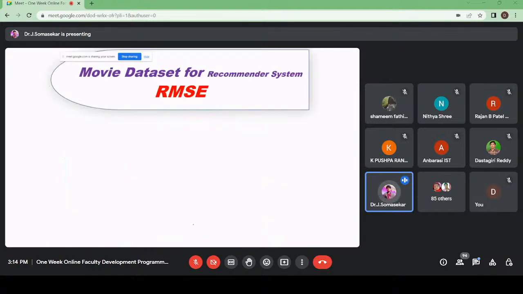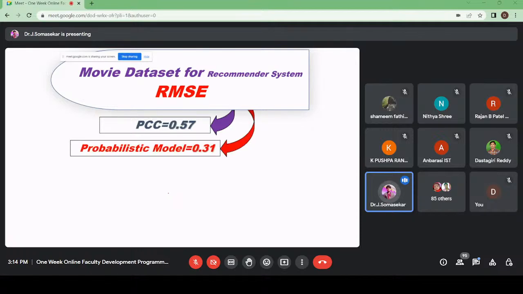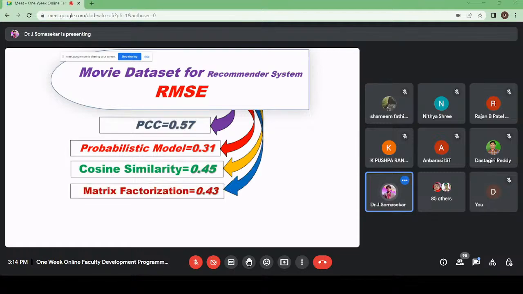Suppose you have a movie data set and I have applied various models. Which model is the best for the given movie data set? Let us assume when you apply PCC, Pearson correlation coefficient, I got an RMSE of 0.57. When you apply the probabilistic model, which I have explained briefly, not completely, I got 0.31, that means 31% RMSE value. Cosine similarity gave 0.45, and matrix factorization 0.43. Like that, by applying various models or measures, I got these RMSE values.